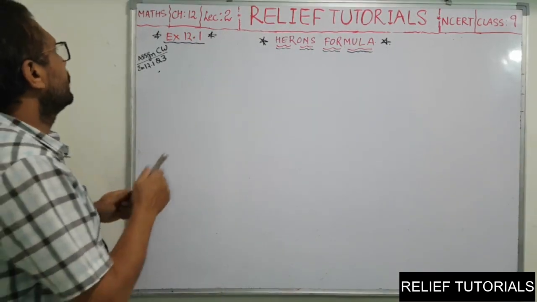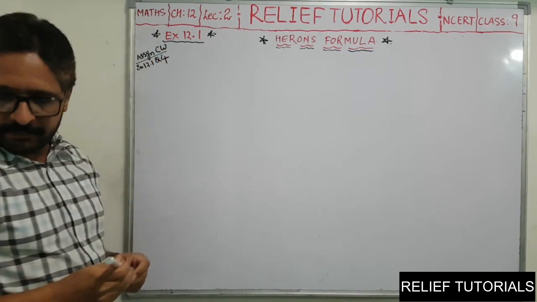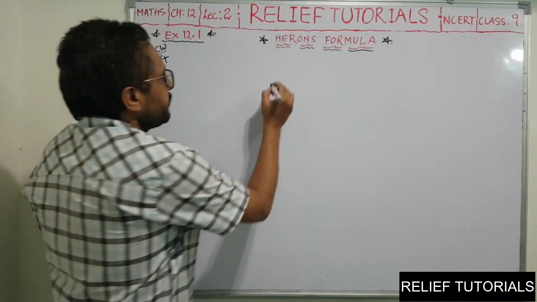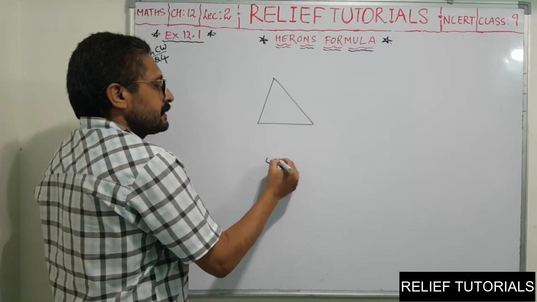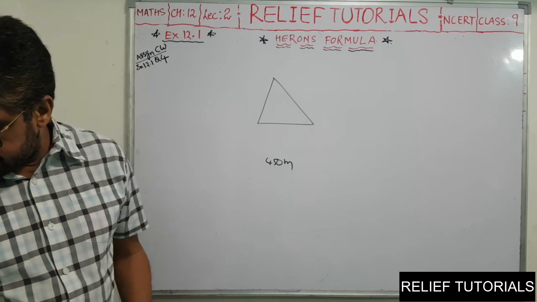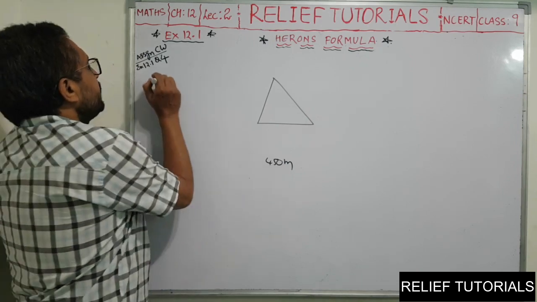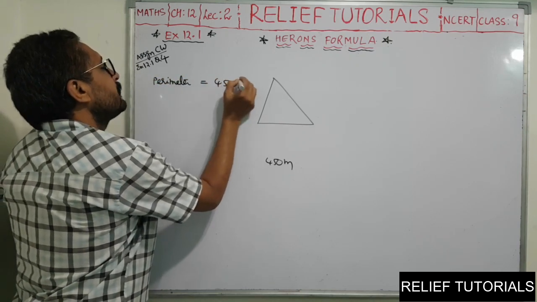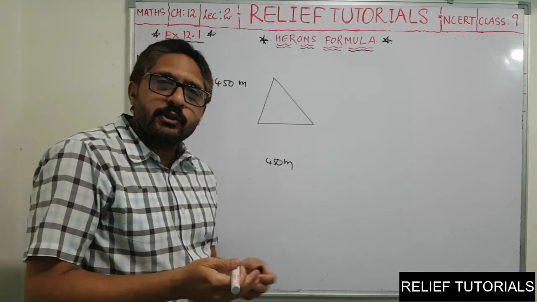So now we'll discuss the fourth problem. Question number 4. The perimeter of a triangular field is 450 meters, and its sides are in the ratio 13 is to 12 is to 5. So the perimeter is given, 450 meters. Here the measures of the sides are not given, but the ratio is given.